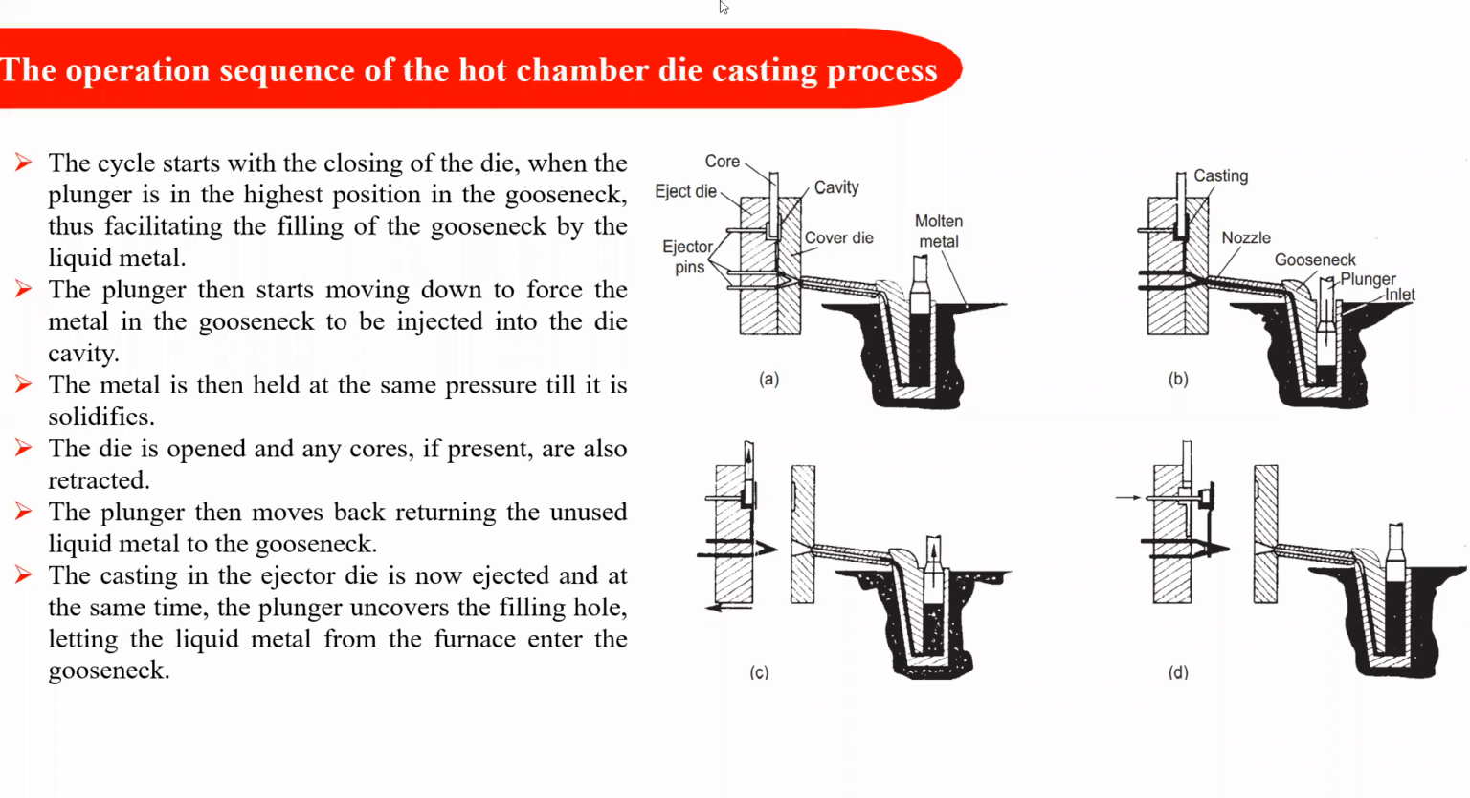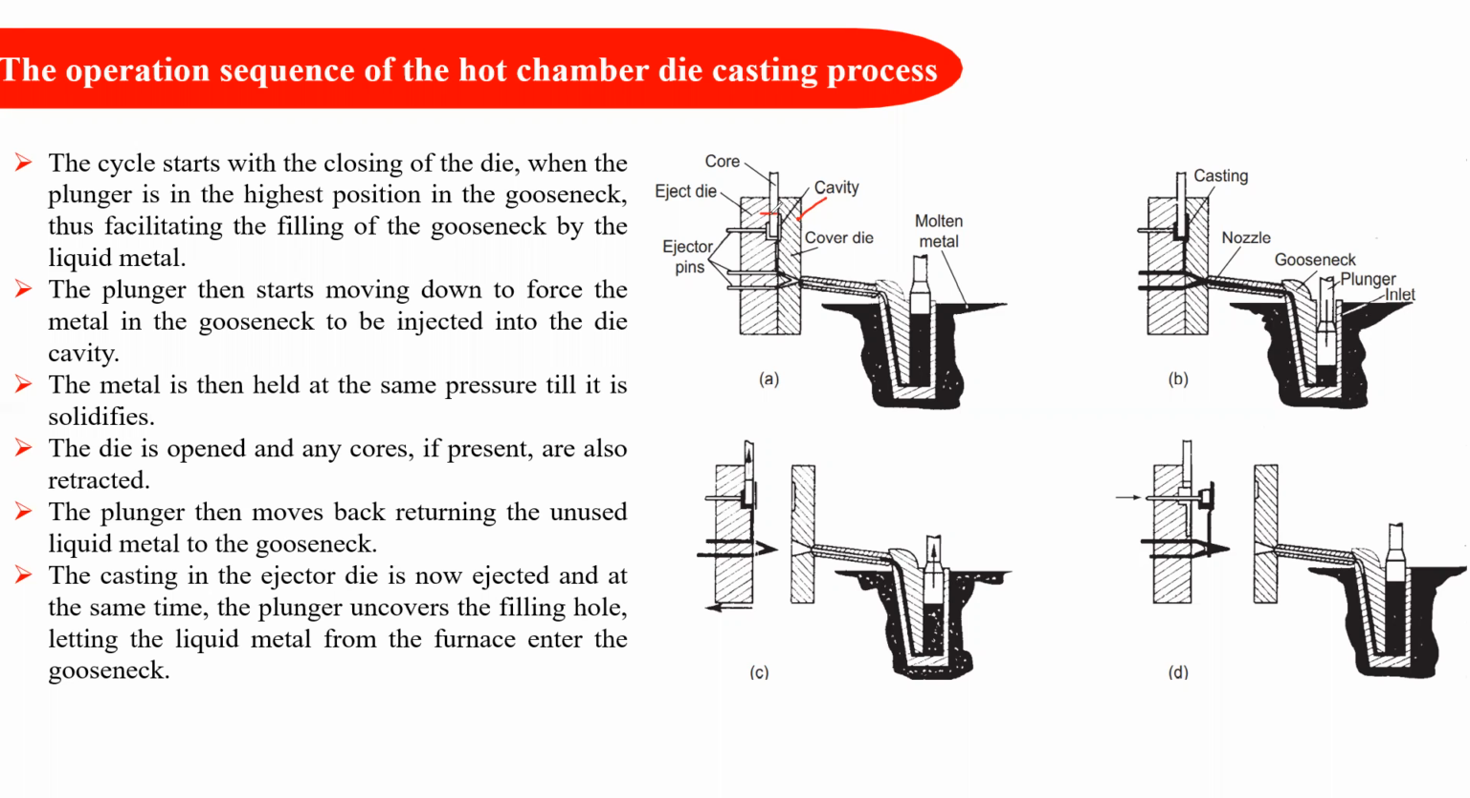This is the operation sequence, which you can see in this diagram. First, both die halves, the fixed die half and the mobile die half, are completely cleaned, and grease or some kind of oil is applied inside the mold cavity, in order to ensure that the solidified product will be easily taken out.